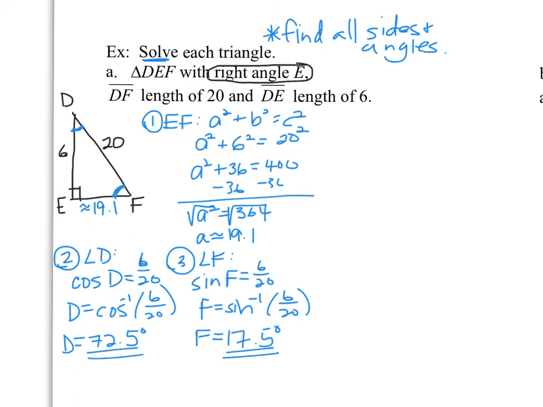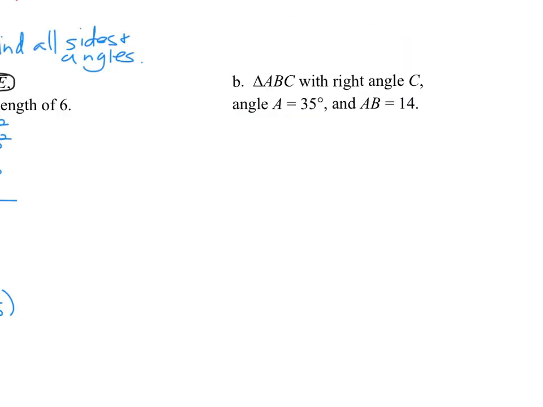And that's using Sohcahtoa, Pythagorean Theorem, to find all missing sides and angles in a right triangle. All right, everybody, let's try the next one. What I'd like you to do is pause the video. See if you can draw triangle ABC with right angle C, angle A at 35 degrees and the length of segment AB is 14. Then press play and we'll see if we get a match.